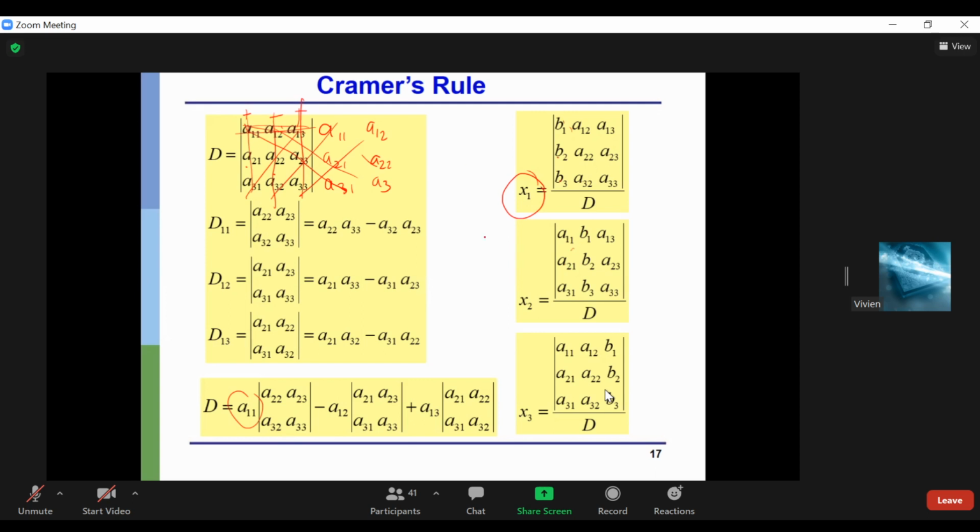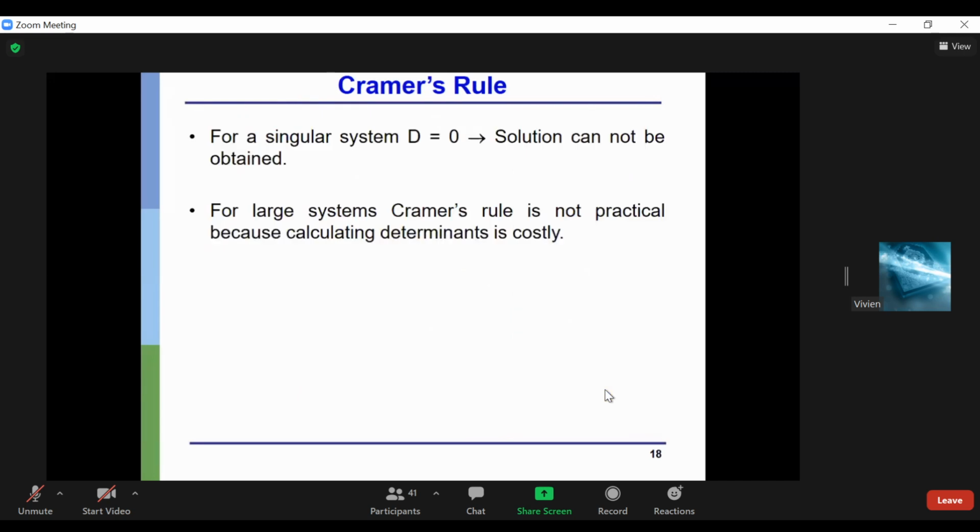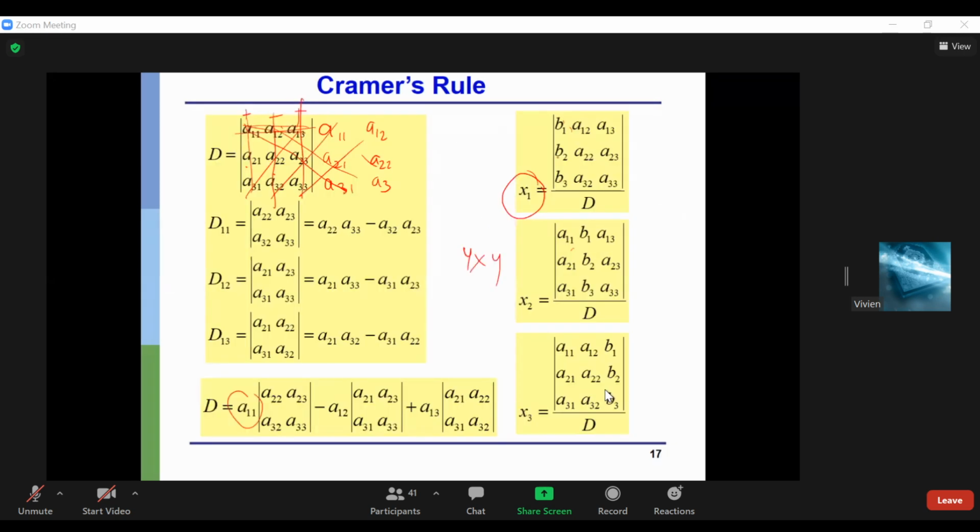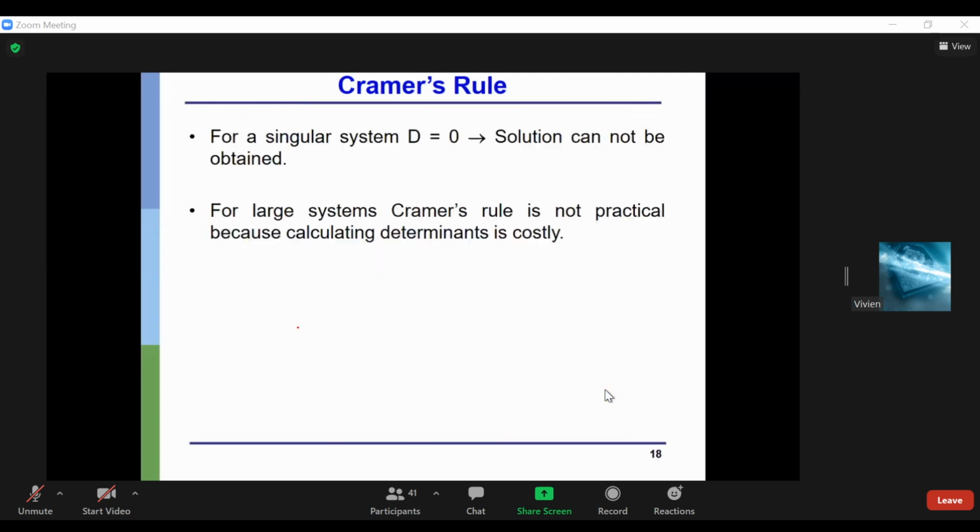Now imagine if we have a 4 by 4 matrix to solve for unknowns. It will not be very efficient. So for a large system, Cramer's rule is not practical. What we have learned in calculus is basically only for small systems, because it needs to calculate the determinant, and we have seen here that calculating the determinant is not very cheap. It's costly. It requires many floating point operations.